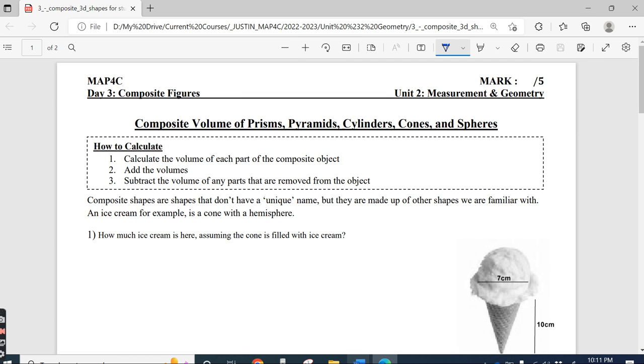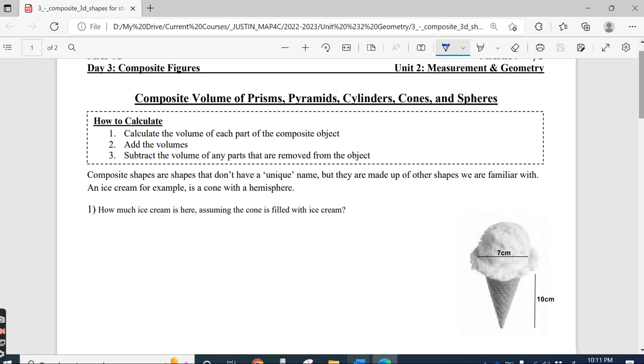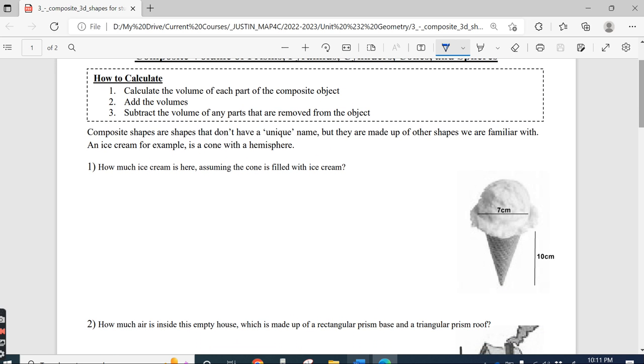So how do we calculate composite figures? You calculate the volume of each part of the object, add up the volumes, and subtract the volume of any parts that are removed. So let's start with this cone. Composite shapes are usually shapes that don't have a unique name, but they are made of other shapes that we are familiar with. For example, an ice cream cone is a cone with a hemisphere or half a sphere.